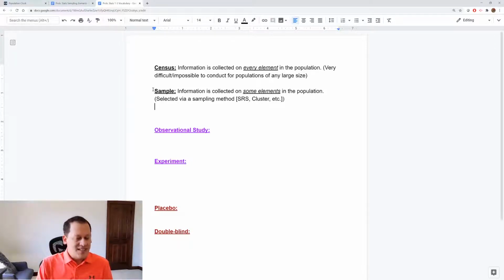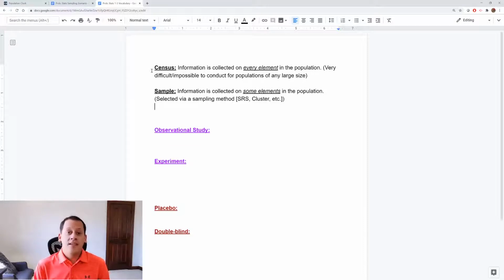So the reason this class is important is exactly because taking a census is so hard. But we still want to say stuff about the population. We want to say things about the United States as a whole, or Indiana as a whole, or Anderson High School as a whole. But we don't necessarily want to get everyone's responses, either because it's difficult, it's expensive, or it's impossible.